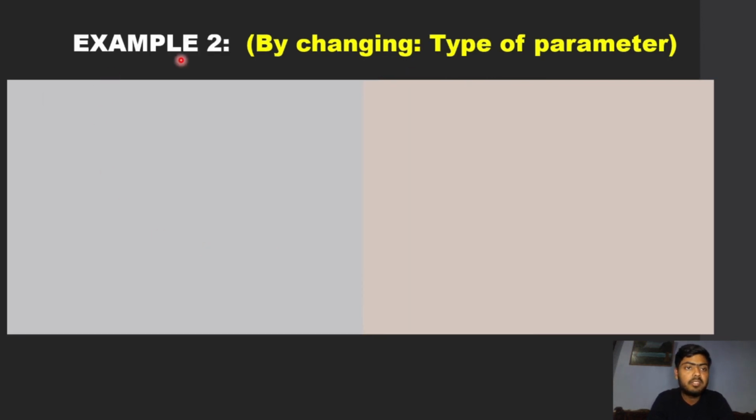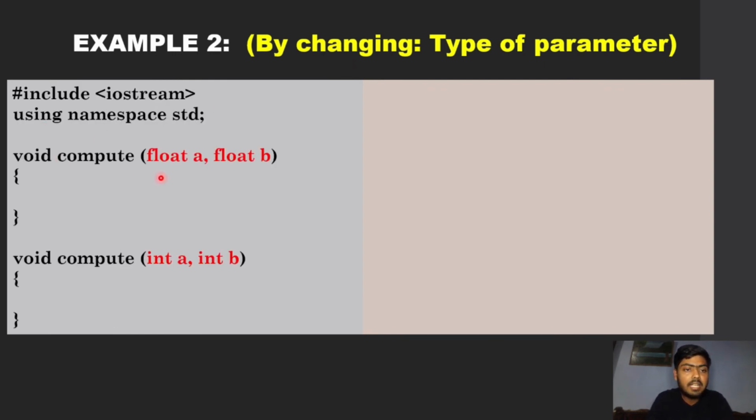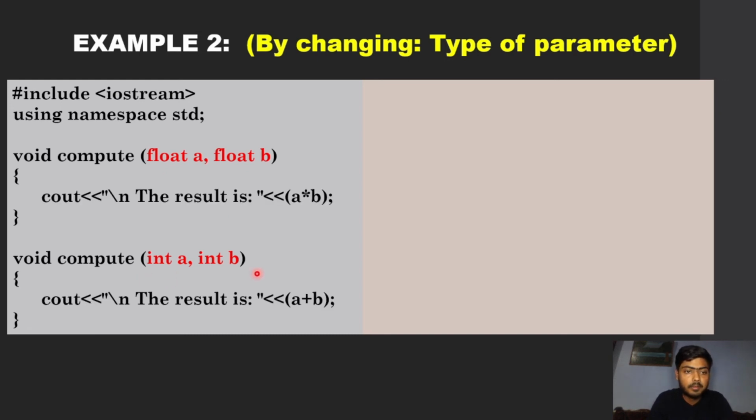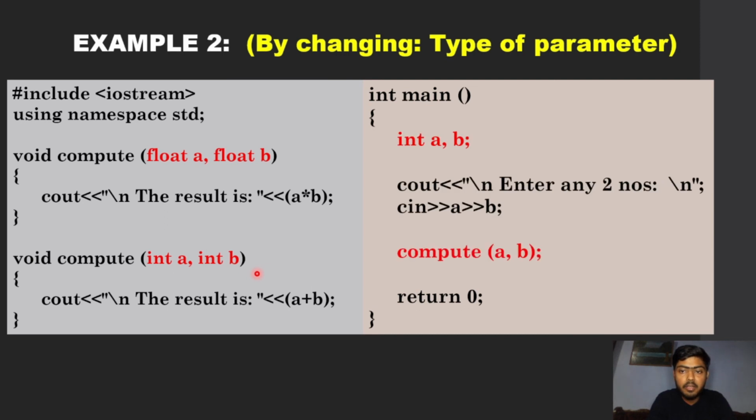Okay, we will see the second example by changing the type of parameters. In the first case, you are seeing that the type is float with 2 parameters. Here the type is int and 2 parameters are there. So in main, where you are passing parameters, there are two parameters. The question is which function will be executed, because in both functions the number of parameters is 2. Since you are passing a and b and their data type is int, the function with int data type will be invoked and executed.